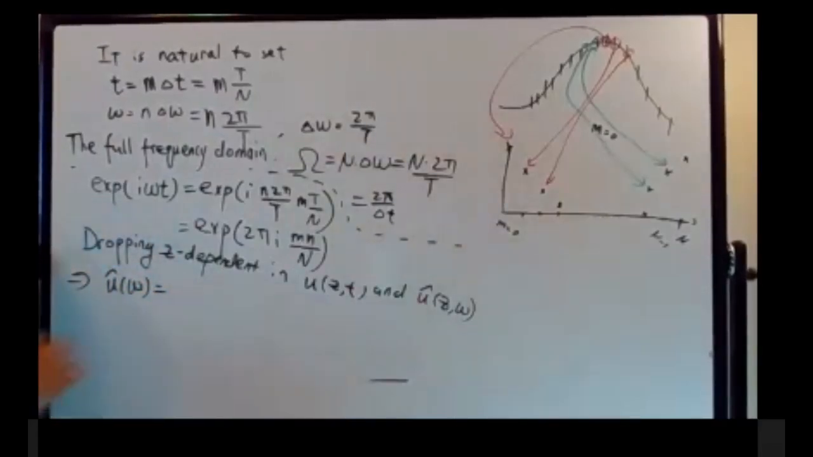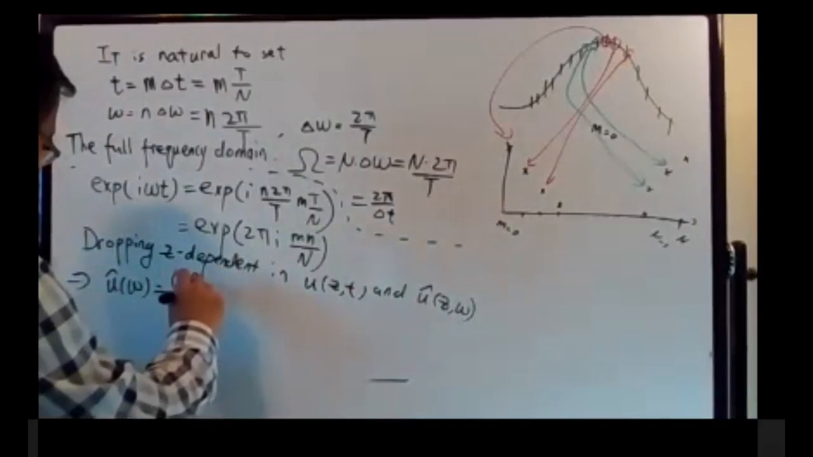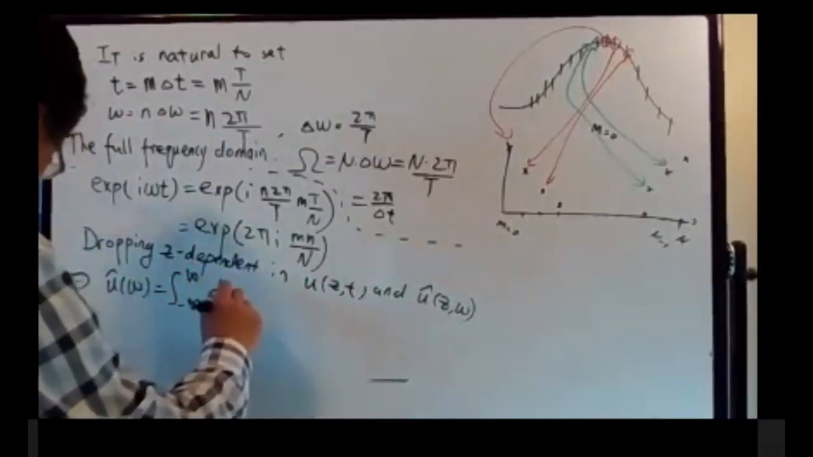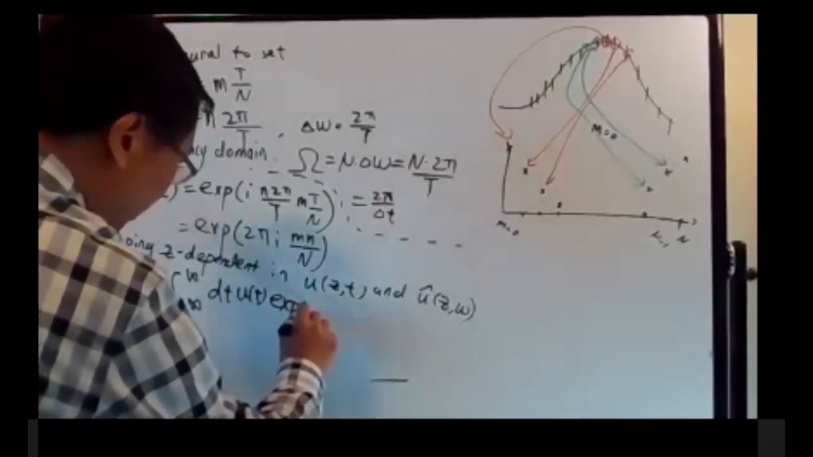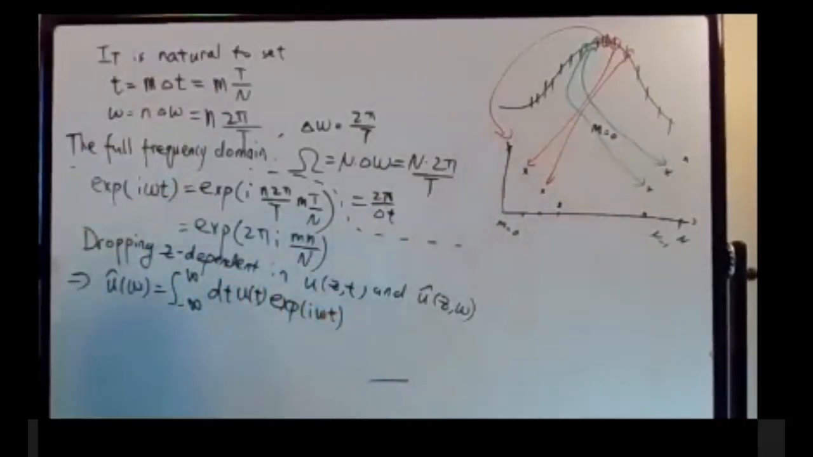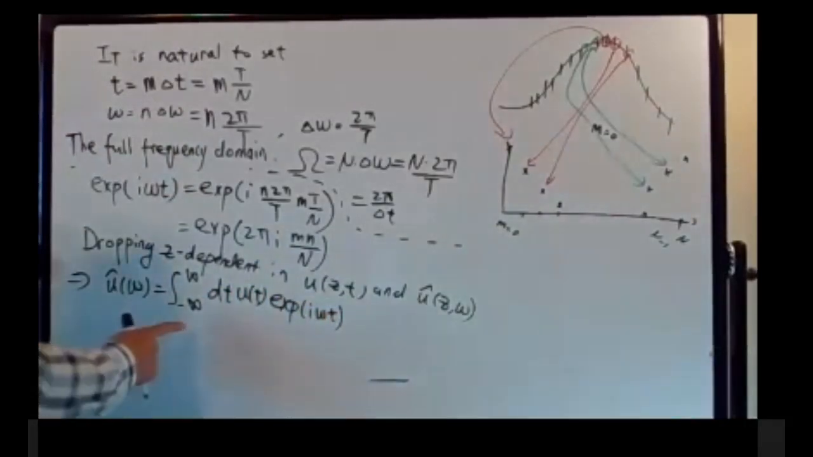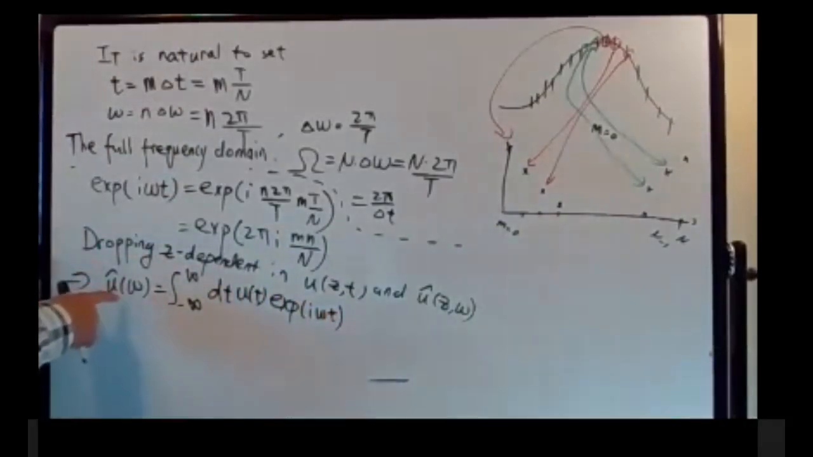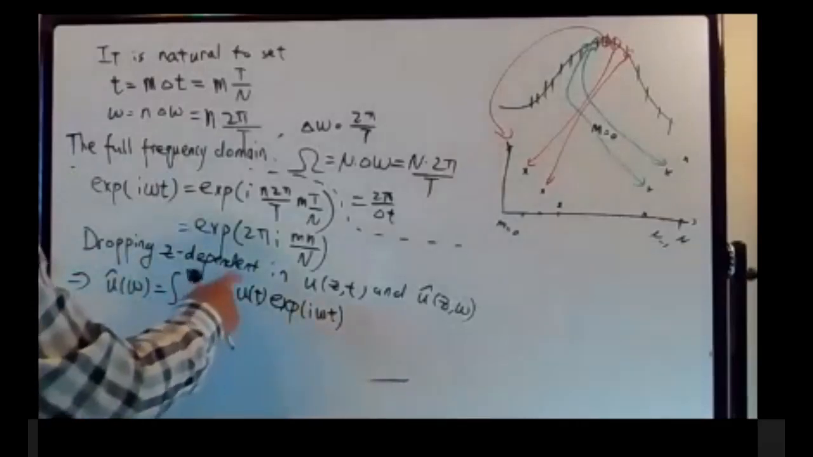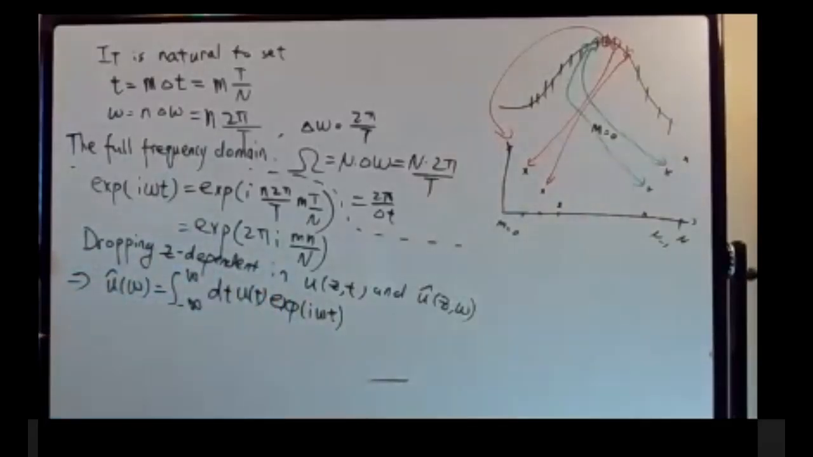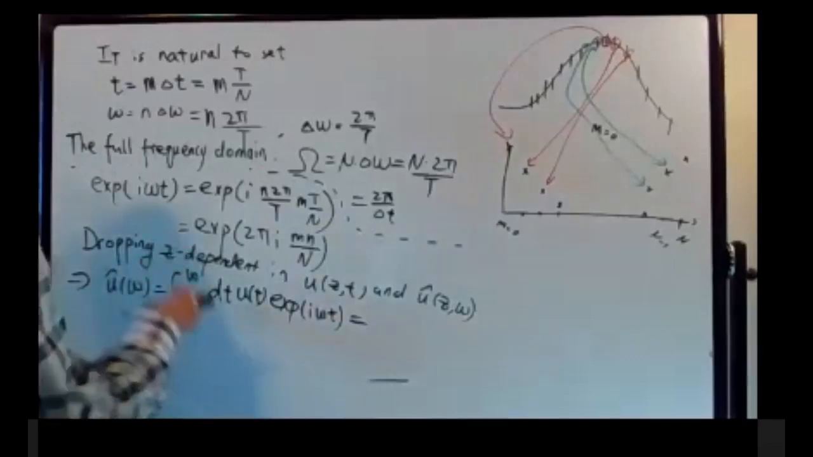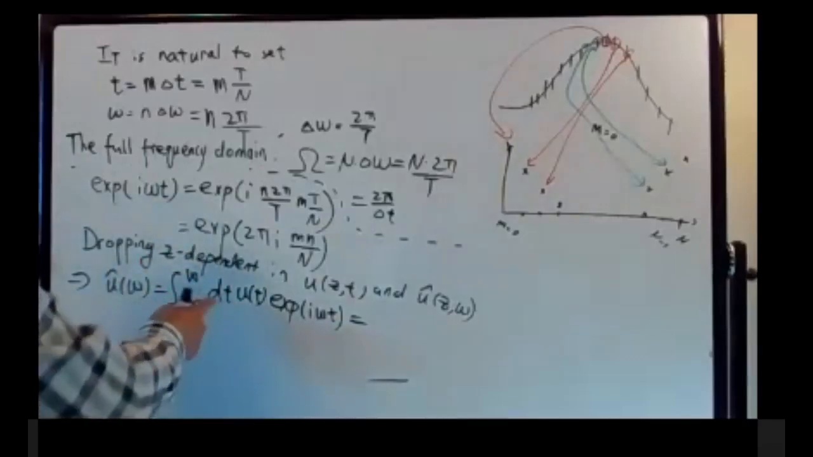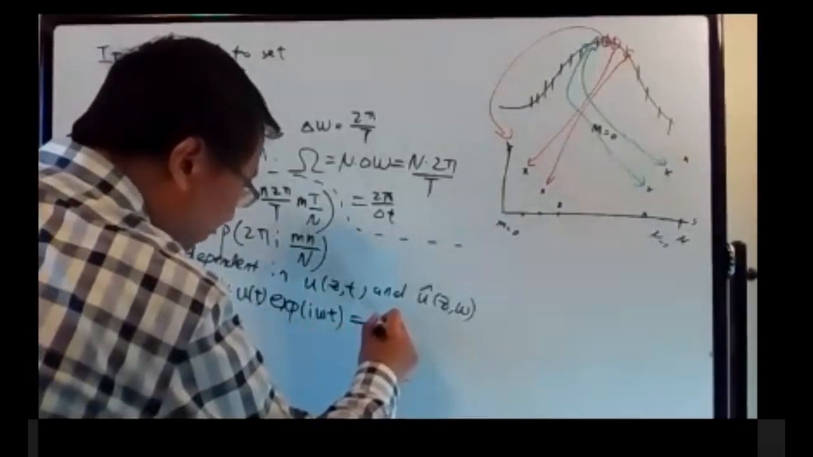So û(ω) is the integral from negative infinity to infinity of dt u(t) exponential(iωt). That's the Fourier transform, right? Let's write it down. Now it is discretized. So how much is u(t)? u(t) becomes delta t.